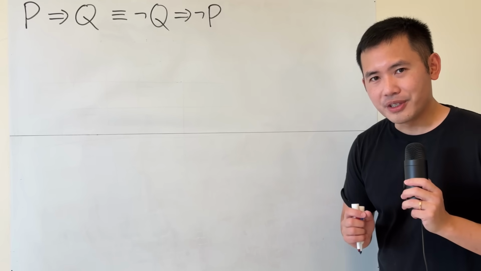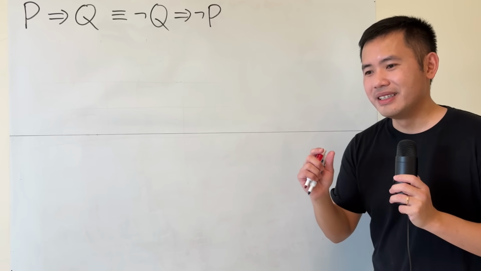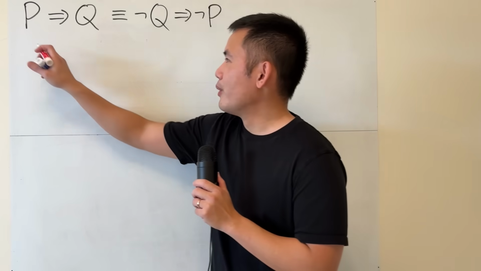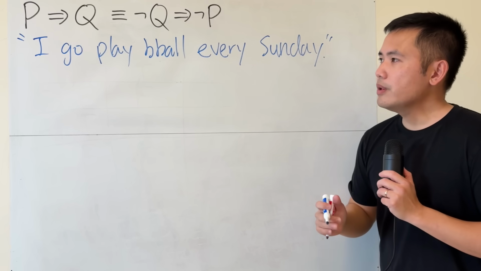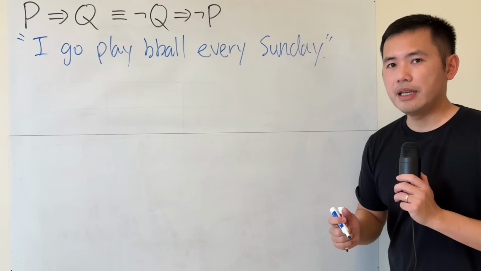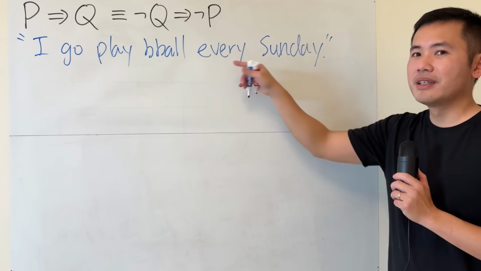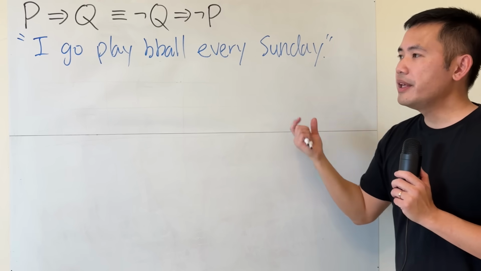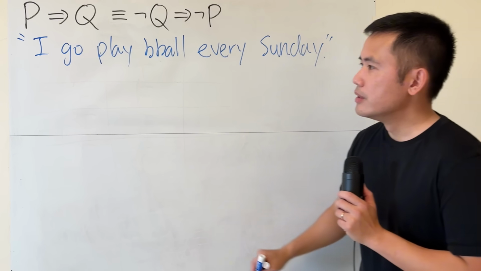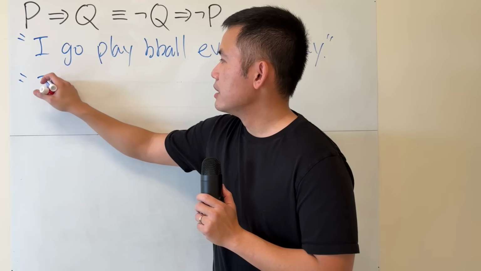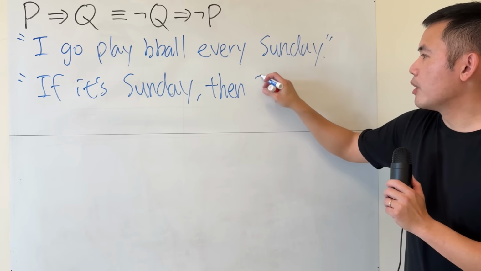In math and logic, many times we will have to turn a regular statement into an if-then statement. For example, right here I can tell you that I go play basketball every Sunday. Well, how would you turn that into an if-then statement? Pay attention to the word if or every because this sets a condition. Right here it says that if today is Sunday, then I will have to go play basketball. So this means the same as if it's Sunday, then I will go play basketball.